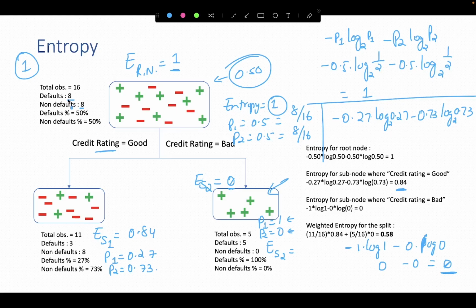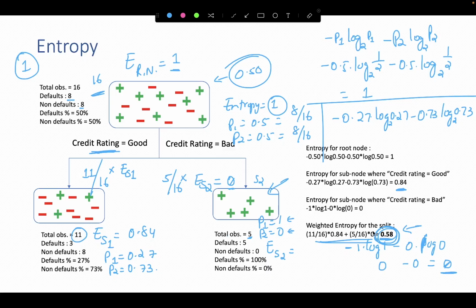Now we calculate something called the weighted average entropy value. We know the individual weights here. There are 11 observations in subnode S1 out of a total of 16 present in the root node. In subnode S2, we have 5 observations out of 16 in the root node. Since you have these weights computed, you just multiply these individual weights with the respective entropy values that we have computed. That's going to result in a value of 0.58. So the weighted entropy for this particular credit rating feature split turns out to have a value of 0.58.